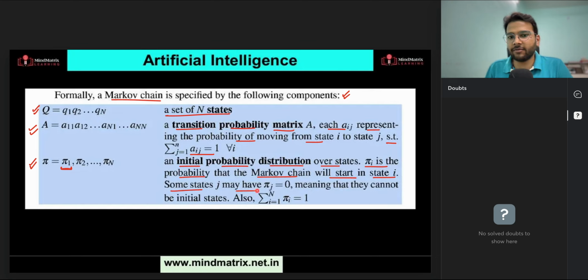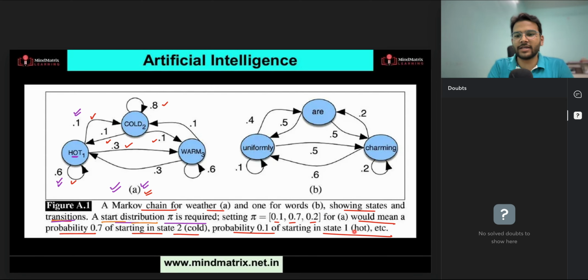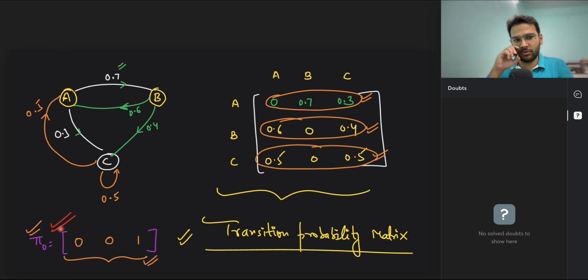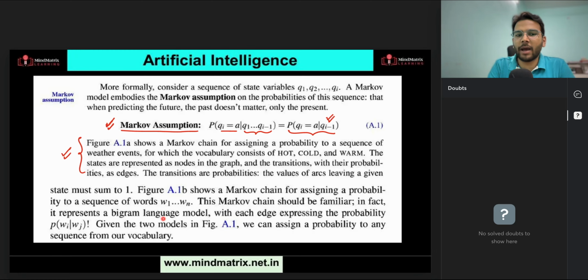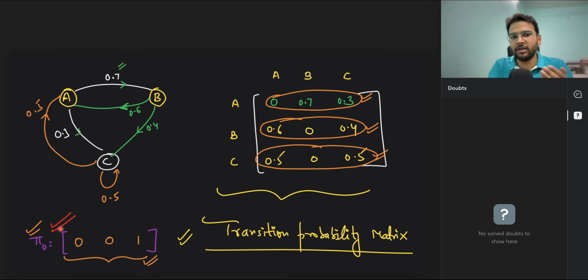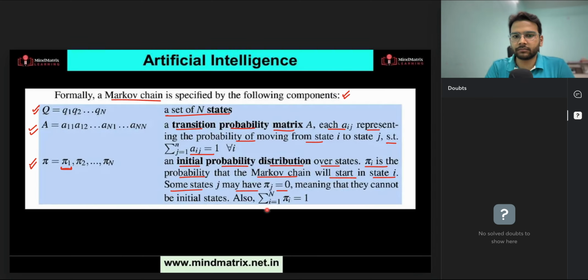Some states j may have pi j equal to 0. So it is also mentioned that some states can have probability 0, as I told you here. This kind of initial probability distribution is also possible, where you have to start from C. As the probability is 0 for A and B, that means you cannot start from A or B. The initial state will always be from C only. Clear? And this thing I also told you, that the summation of I equal to 1 to n of this pi vector will be equal to 1. That means if you sum all the values of the pi vector, it will be equal to 1.